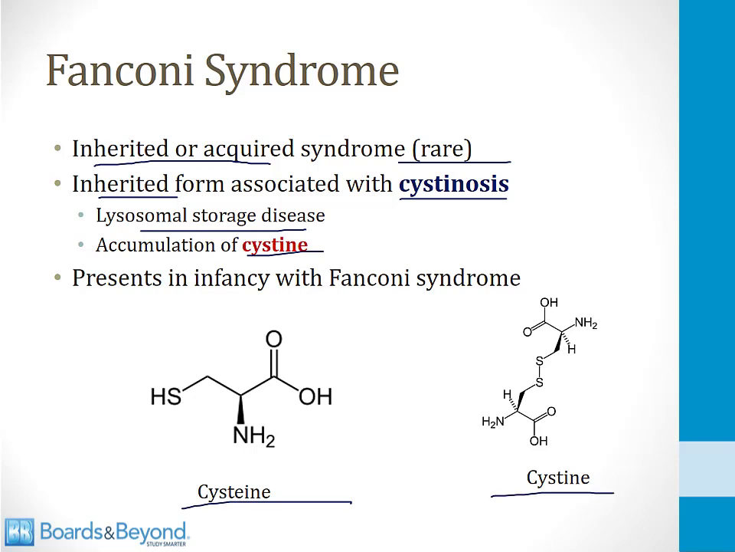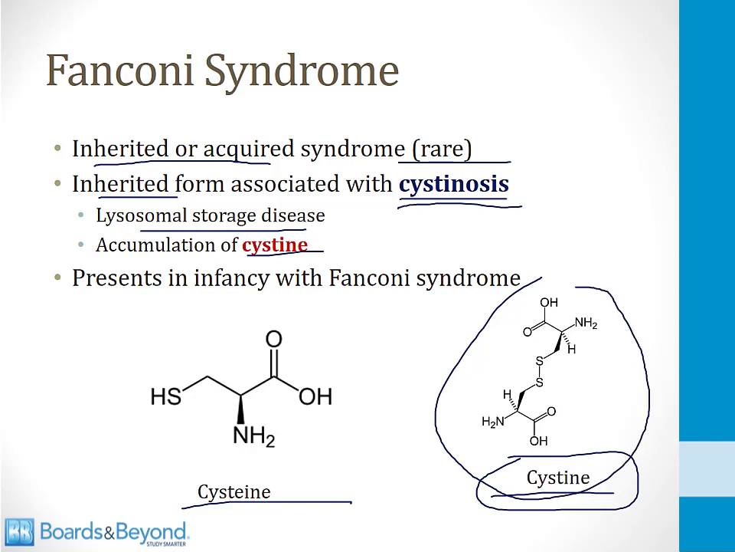And cysteine often links together to form this structure of cystine, and you need to be able to break this down in your lysosomes. If you're missing an enzyme, you cannot break this down, and therefore cystine accumulates all over the body. That's called cystinosis. And one of the first places it tends to accumulate is in proximal tubule cells. So for this reason, babies born with this rare lysosomal storage disease will present in infancy with Fanconi syndrome.